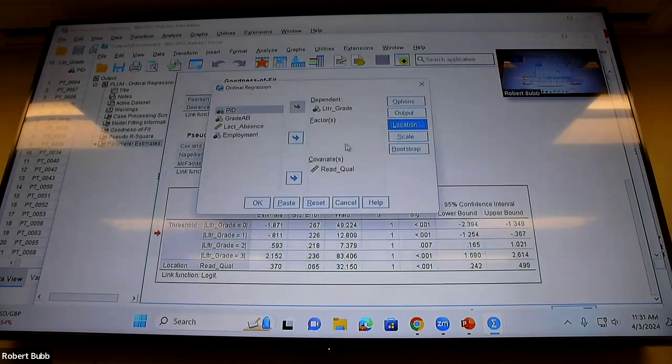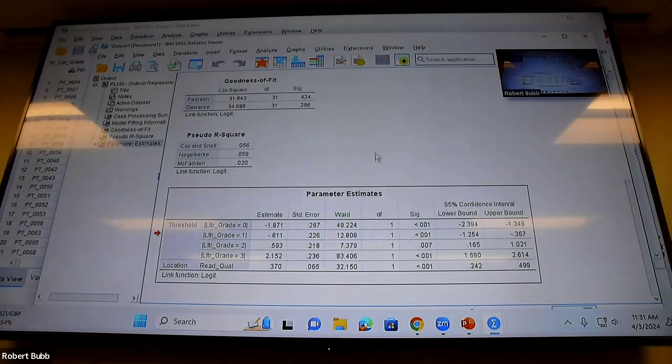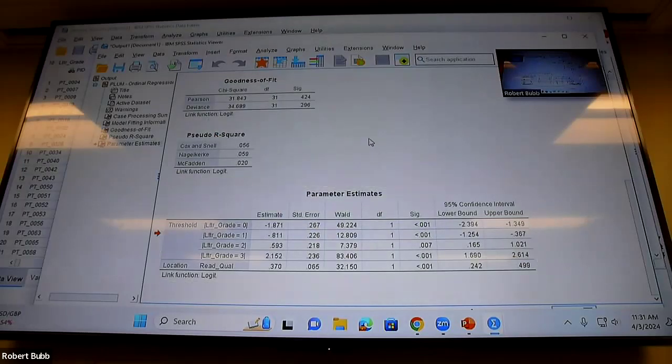Yeah, I don't think I've noticed that before, but I don't see where you can change it other than in how you code the variable yourself. So it's using the highest value as your reference group. Excellent question. Not one I've looked at before. Multinomial, definitely you can change it. And I'll show you that too.